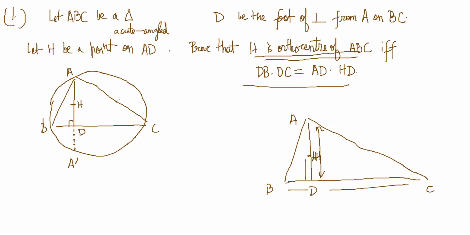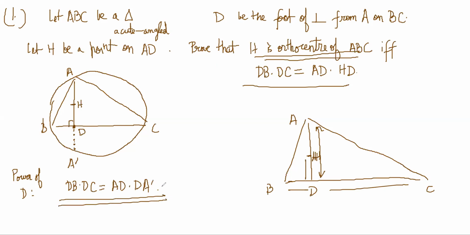Now, this is the circumcircle, right? So if you write the power of point D with respect to the circumcircle, what is that? DB into DC. That is also equal to AD into DA dash.